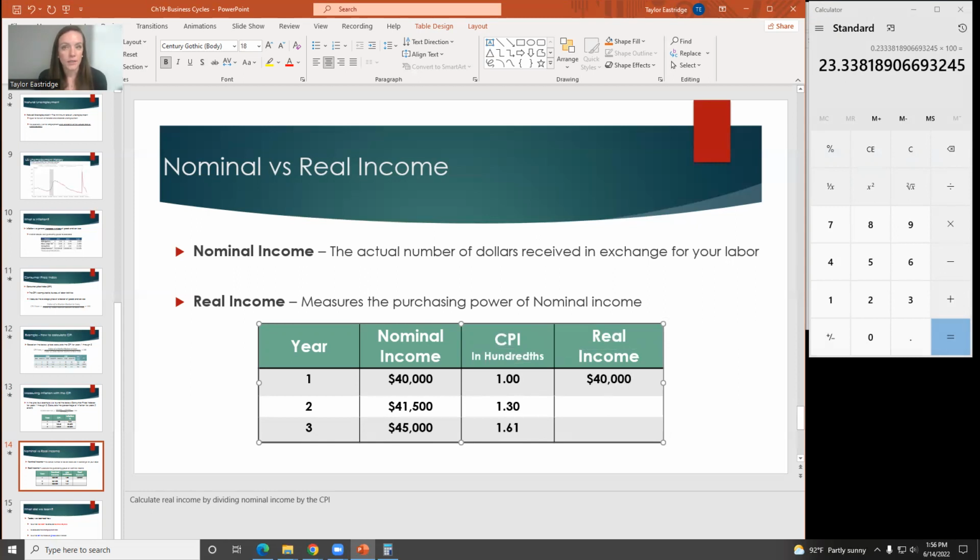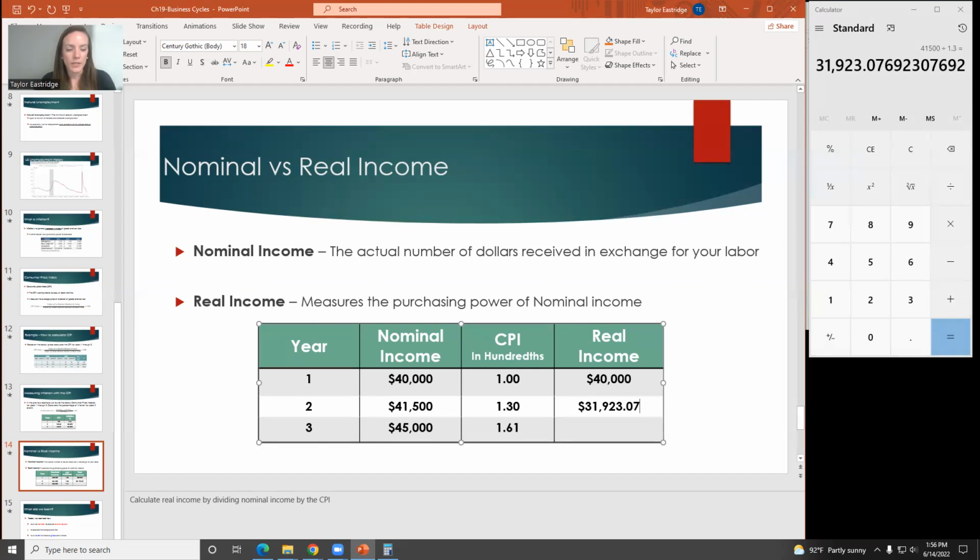But next year I get a raise and it's a $1,500 raise. My new salary is $41,500. But I know that prices are rising in my country and inflation's kind of going crazy. The CPI index was 130. So if I divide my new salary by the CPI that we calculated in hundreds, 41,500 divided by 1.3, my real income is $31,923.